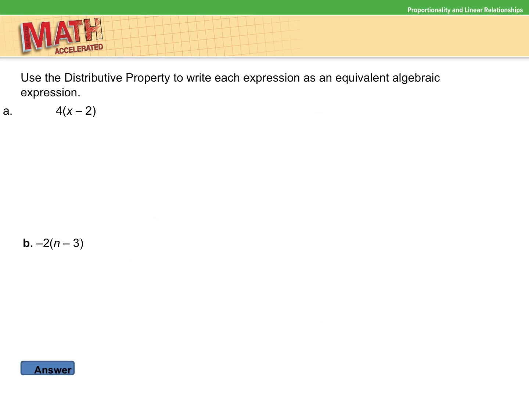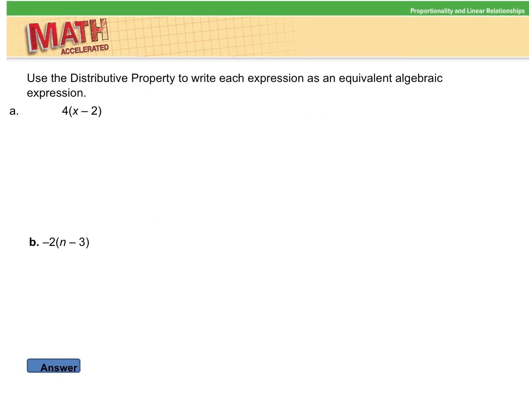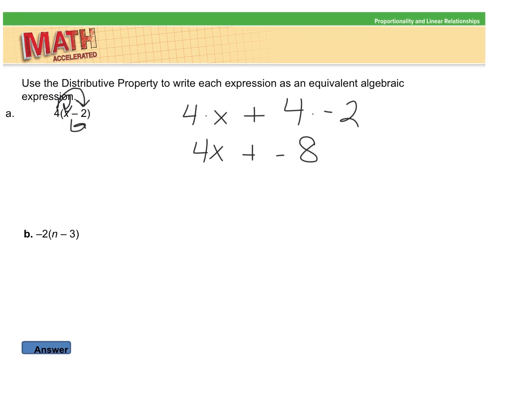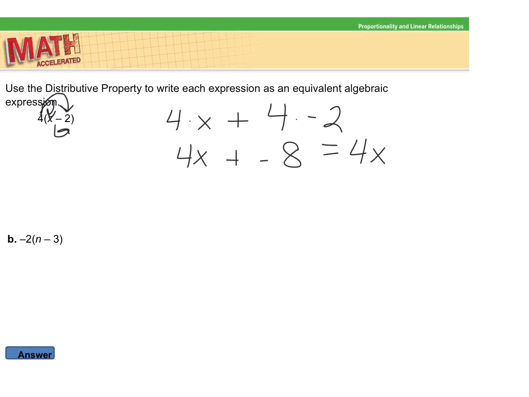Okay, this time we have subtraction. Okay, what do we have to be careful with when it's subtraction? Be careful with negatives. Go slow. 4 times x. We do get 4x. And then I have 4 times negative 2. Yep, that subtraction sign goes with the 2. So we get 4 times negative 2, which we do get negative 8. If you wrote 4x minus 8, that is also okay. These two mean the same thing.